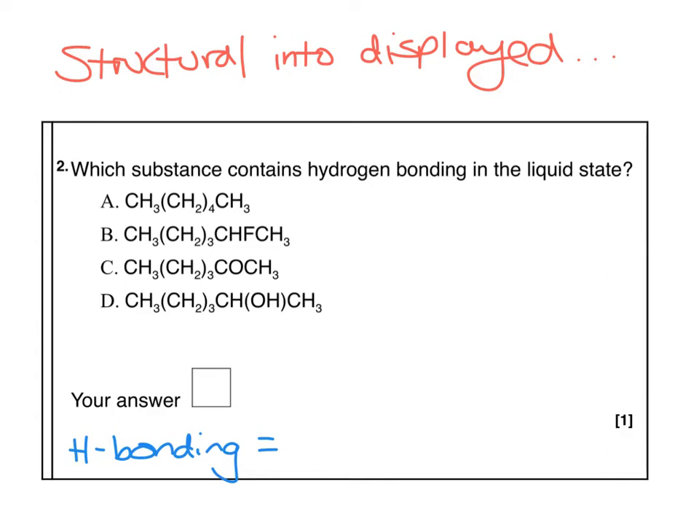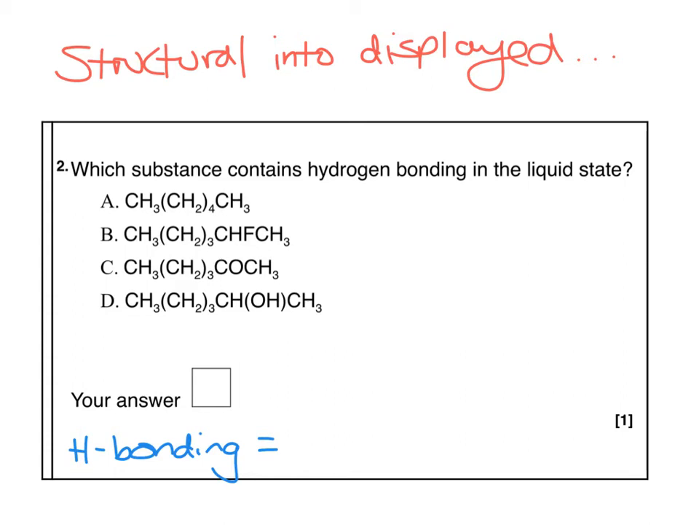Right, a few people found this question tricky because of not really knowing how to turn structural formulae into displayed formulae. What you've got in this question is 4 different structural formulae, and they tell you what is attached to each of the carbons along a chain. Because the question asks which ones contain hydrogen bonding, there was maybe a bit of a misunderstanding about what it means to have hydrogen bonding.